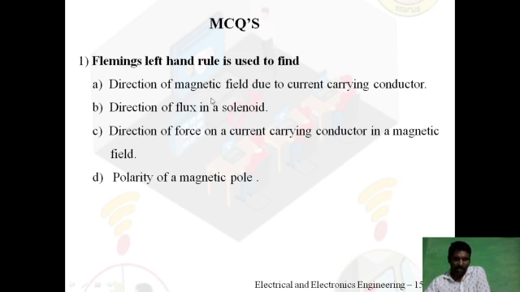If you observe option A, direction of magnetic field due to current carrying conductor. Option 2, direction of flux in a solenoid. The direction of force on a current carrying conductor in a magnetic field. And the polarity of a magnetic pole. We can take the answer C, which will give you the direction of motion or the direction of force on a current carrying conductor which is placed in a magnetic field. That is the thumb, which indicates the direction of motion of conductor.